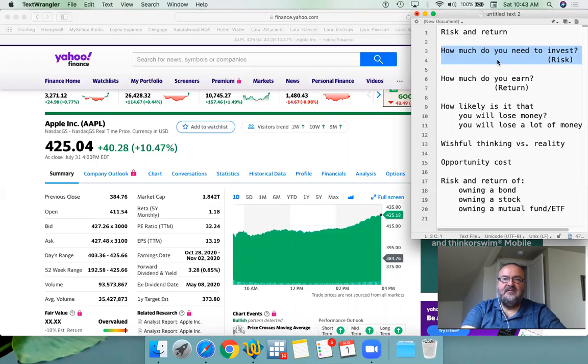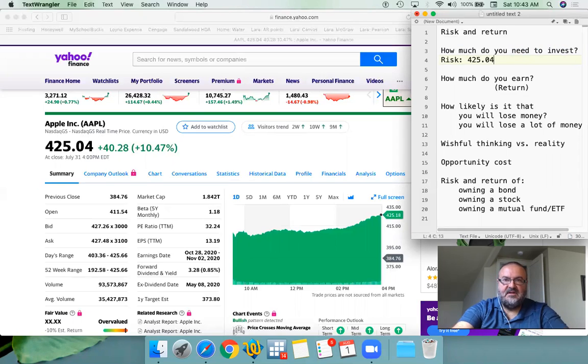So $425.04 is how much you need to invest in this stock to become a partner in this company. So what you're risking is $425.04 for one share. Now, you could lose all of this, part of this, or none of this. And these outcomes are likely. Now, how likely will define your risk level.